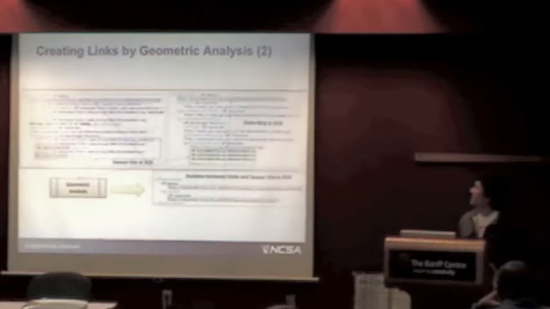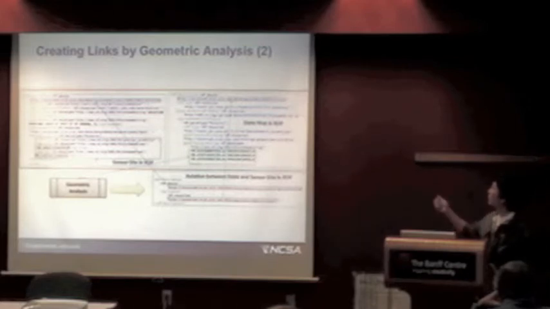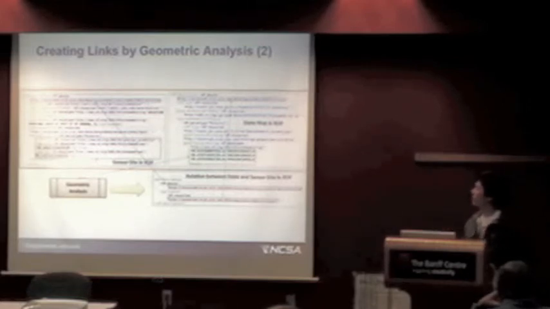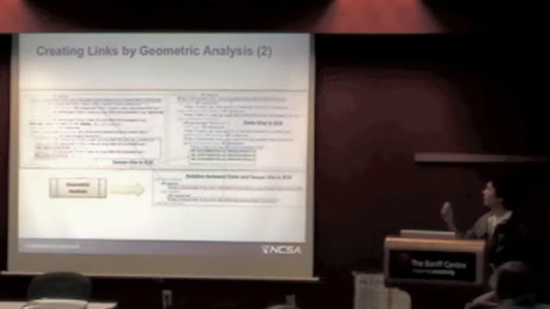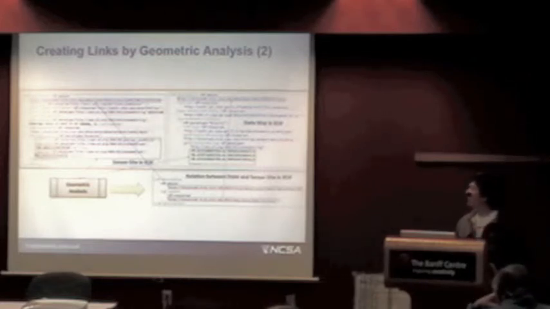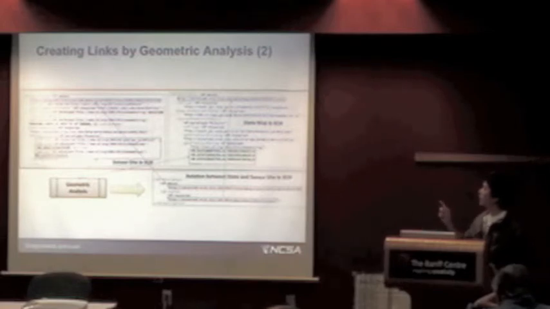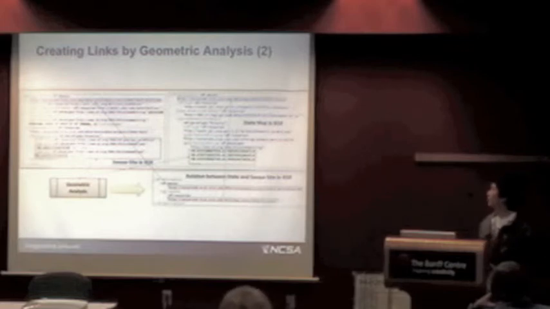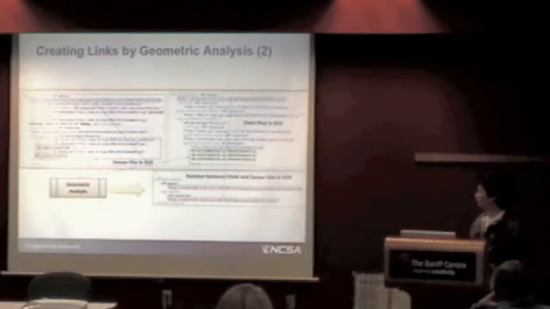Here is the example following the former example. We already got the state map in RDF. In the same way, you can get the counties in RDF. This geometric analysis will read coordinate information from the two datasets and give as a result that this county is in Illinois.